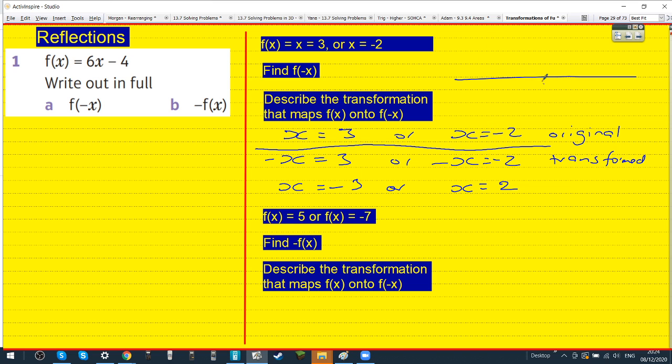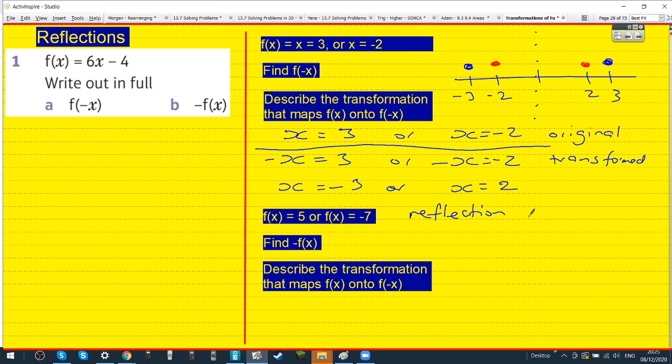If you had a number line, you have 3, 2, you have minus 3, minus 2. So the one that was on 3 moved to minus 3. The one that was on 2 moved to minus 2. What type of transformation is that? It's a translation. No, because that one is 6 and that one is 4. That's a reflection.